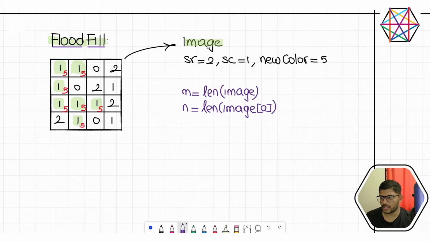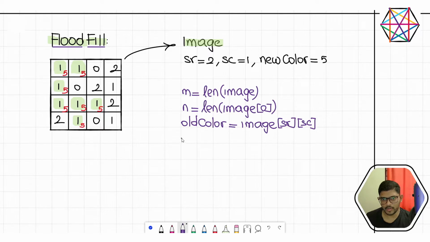Basically, image is what? A list of lists, right? So it is length of image of 0 that will give us the number of columns that I denote by n. And starting row and starting column will be given, right? Whatever is the color in that particular cell given by the starting row SR, SC, that is our original color, or let me call it old color. Since they are using the variable new color, I prefer calling that one old color, right? So what is old color? It is the color at SR, SC. Now, how do we write it in Python? Image of SR, SC. This is the old color.